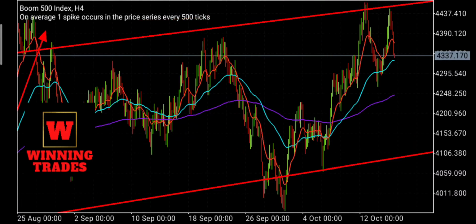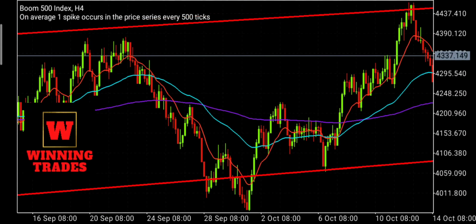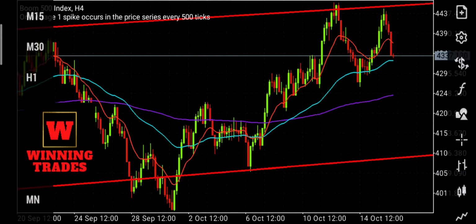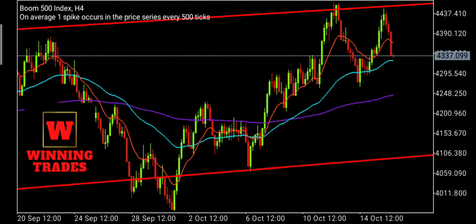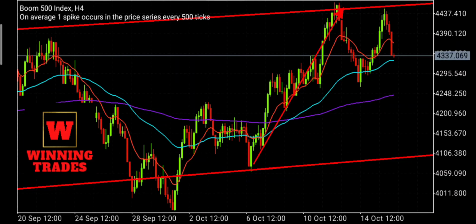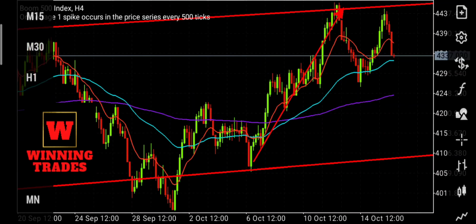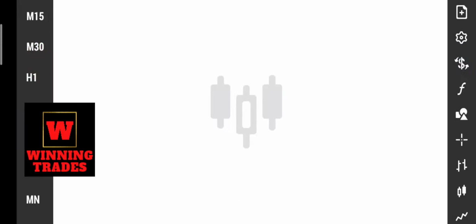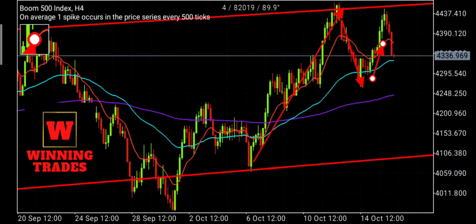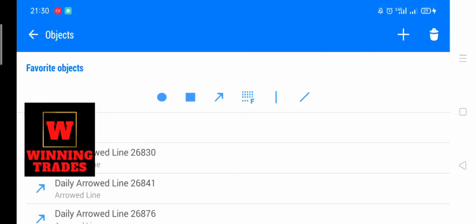Okay, so you can see what is happening here. We're in the channel. Price went all the way, touched the top of the channel, came down, went back up, and could not even create a double top. This is a missed double top right here. Then it's rejected and it's already coming down.